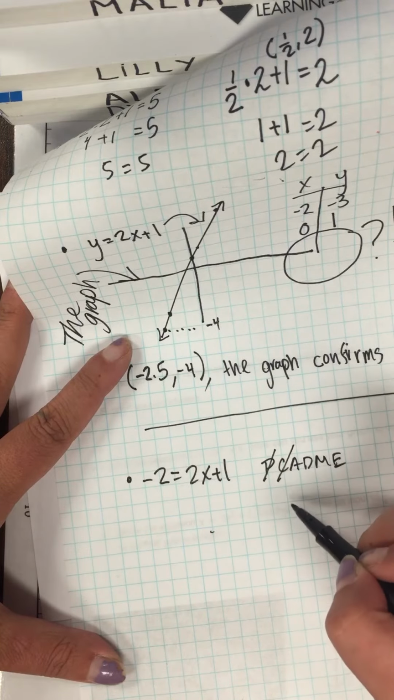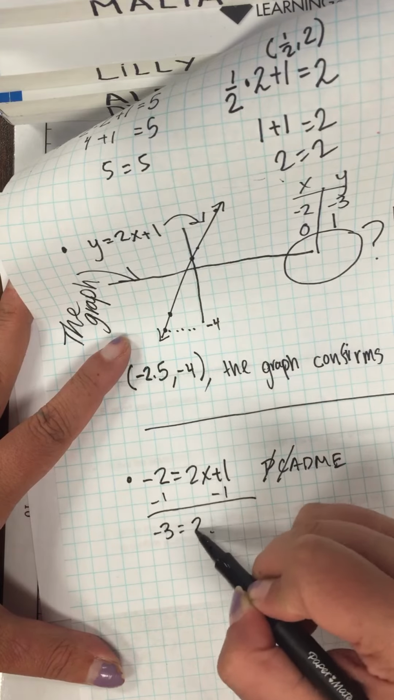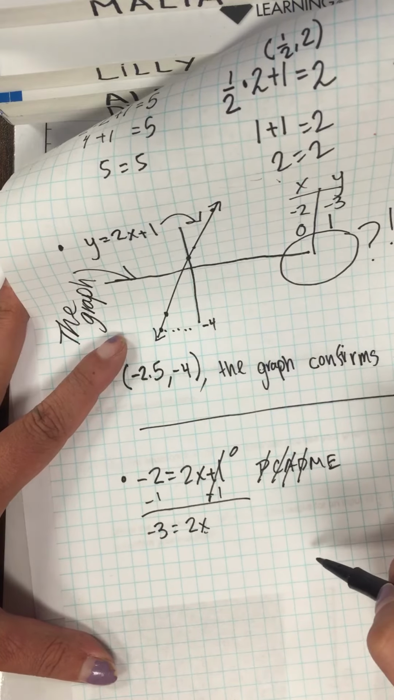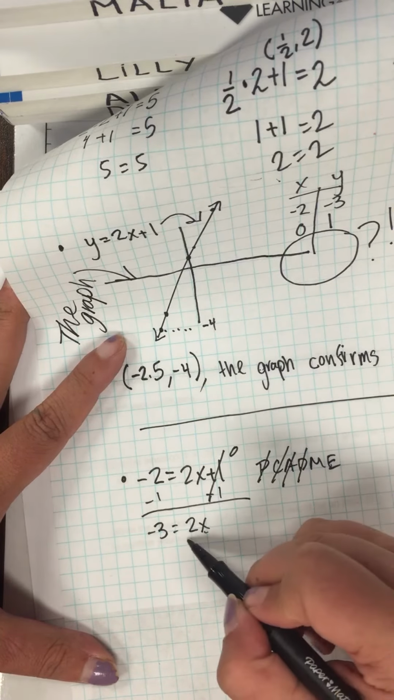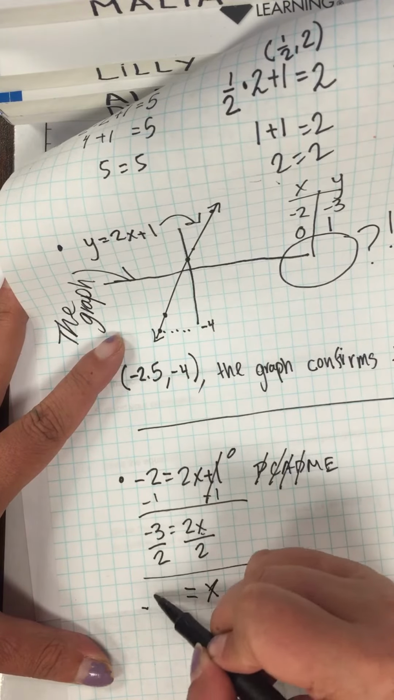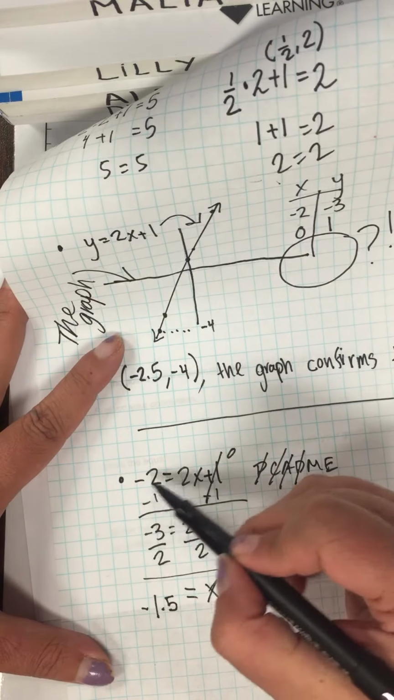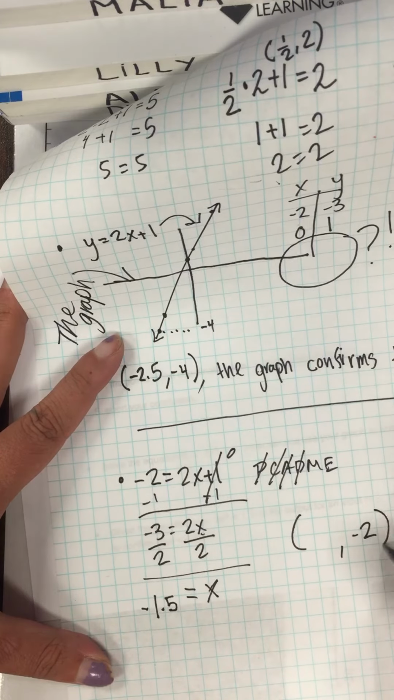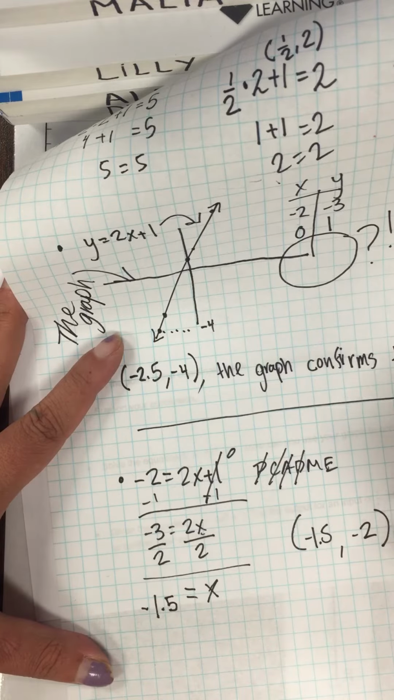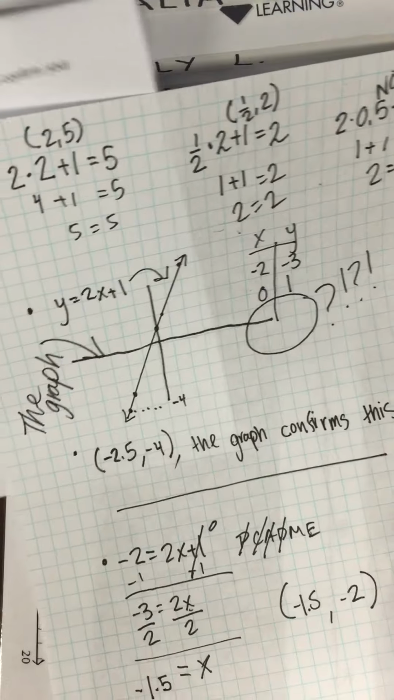No parentheses, no combining like terms. Have to undo addition. Negative 2 minus 1 is negative 3. No division, no multiplication. Oh wait, sorry, multiplication. How do we undo multiplication? Division. x equals negative 3/2. What does that mean? When y is negative 2, x is negative 3/2. The last part for this last dot says, how can you use your graph to confirm?